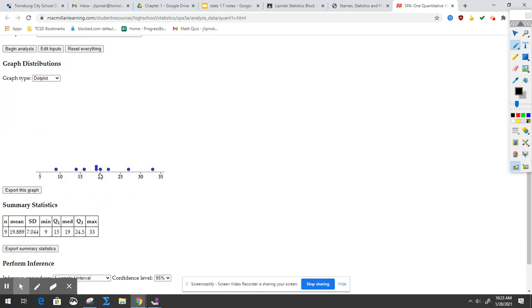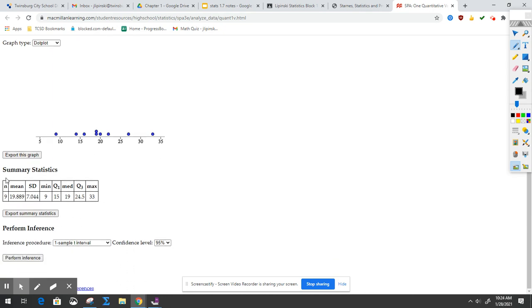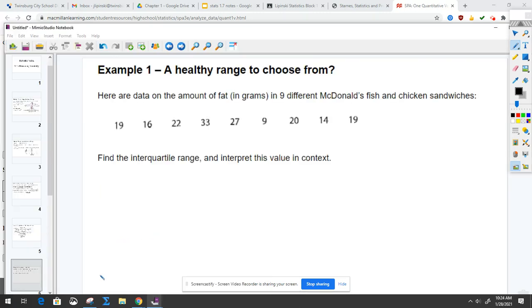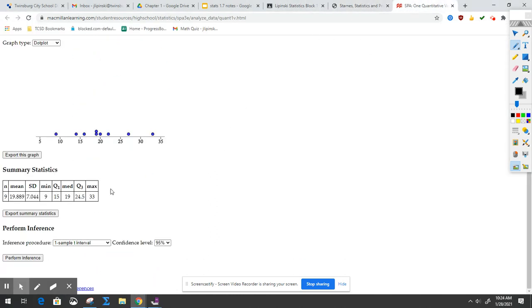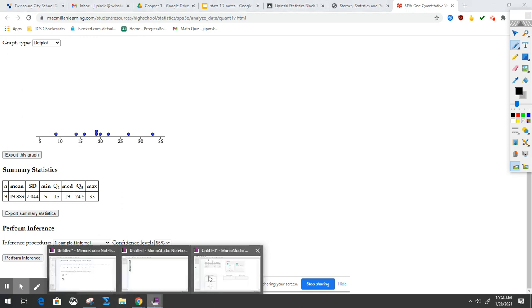So begin analysis. I don't care about the dot plot here, but I do care about this information right here. As you can see, it gives me the mean, the standard deviation, which we'll talk about in the second objective, the minimum, the maximum, and then my Q1 and my Q3. So here are the important values that we need to write down. Q1 is 15. Okay, so quartile 1 is 15. Quartile 3 was, where'd you go? Right here, 24.5.